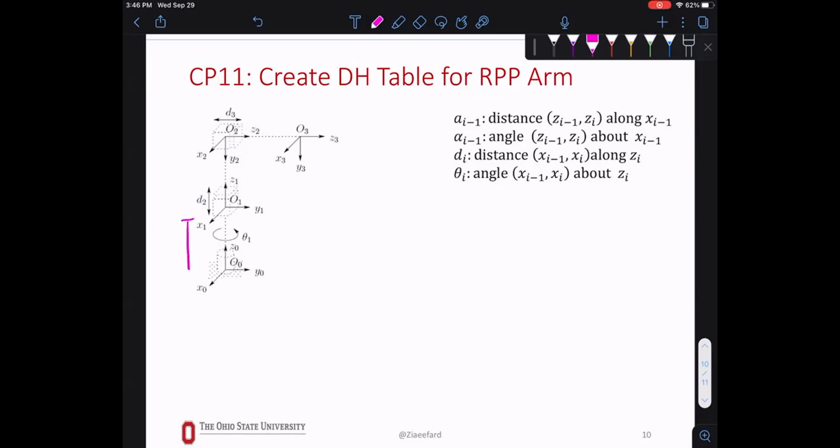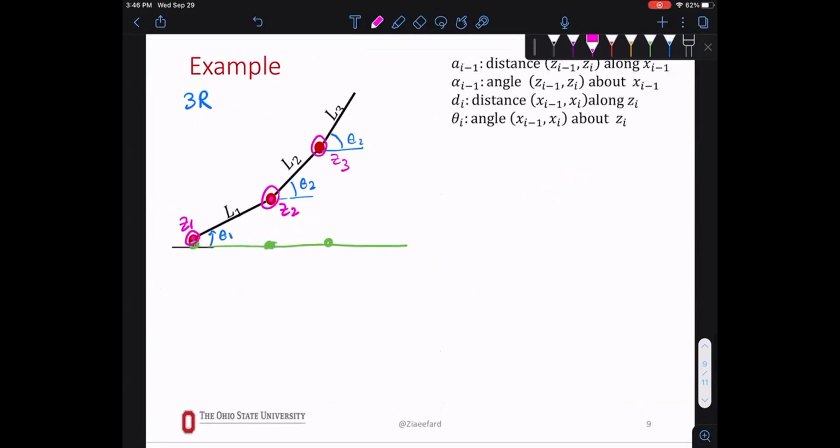This distance is E1. There's a fixed distance D1 between frame 0 and frame 1. But for now, do this. I'm going to walk around to see what you're doing. Assign the frames. Assign the frames. Find the DH parameters, that's all. You have to use your knowledge from previous slides.